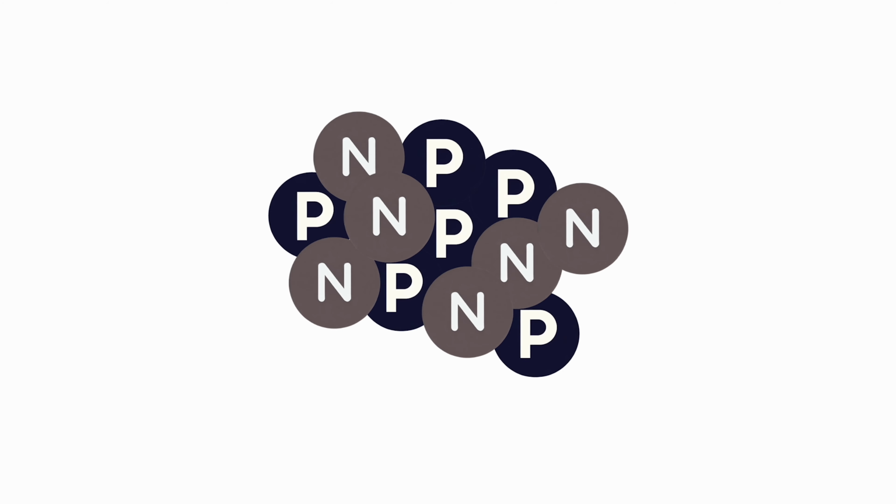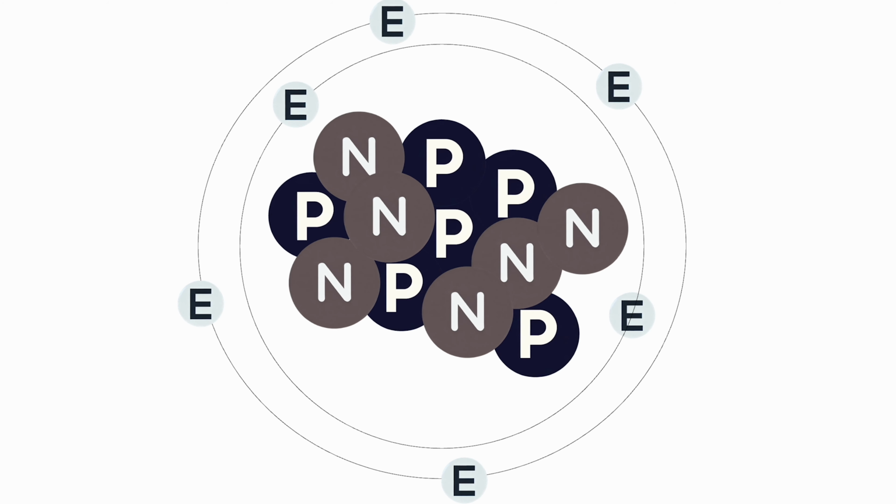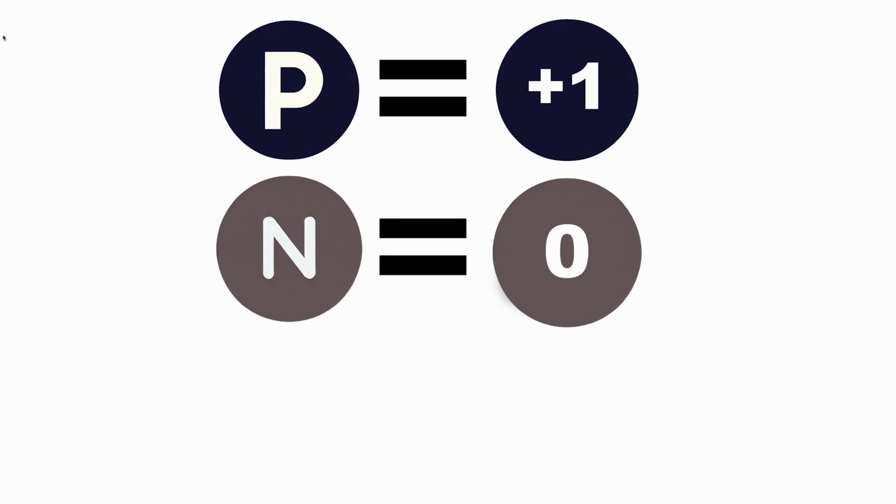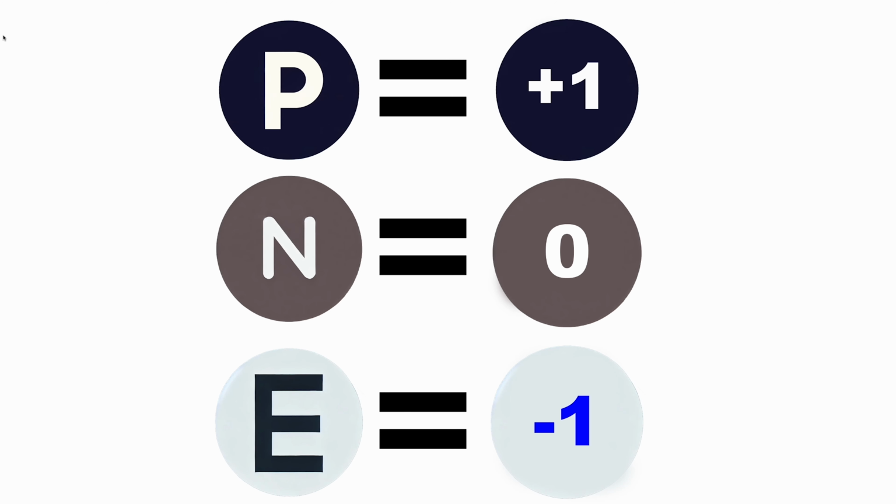Remember that the basic structure of an atom includes a nucleus, composed of positively charged protons and neutrally charged neutrons. Around this nucleus orbit negatively charged electrons. What we like to do is give a proton an arbitrary unit of +1 to define its charge, and an electron an arbitrary unit of -1 to define its charge.